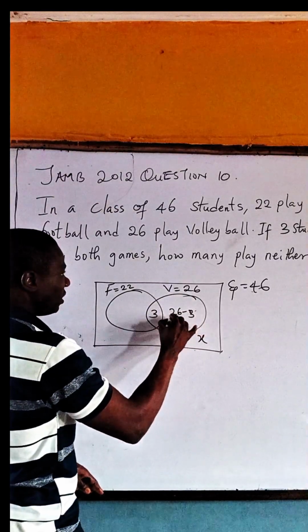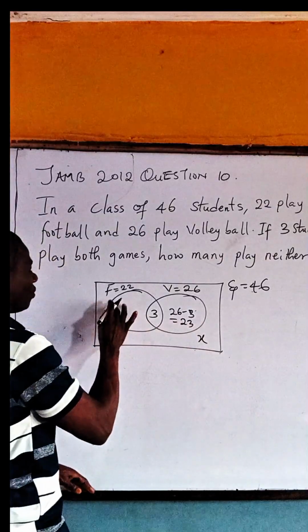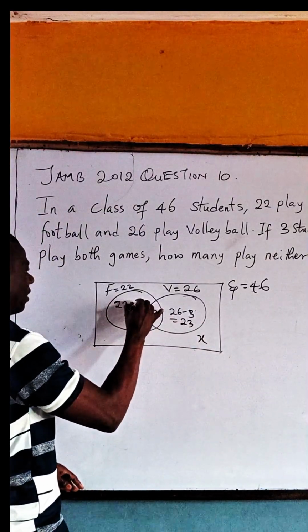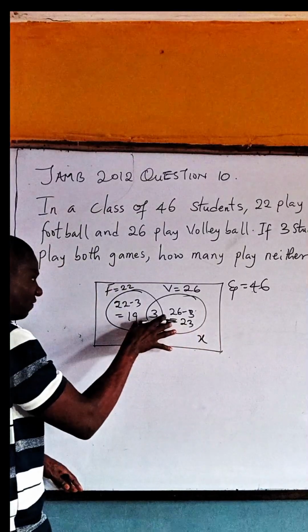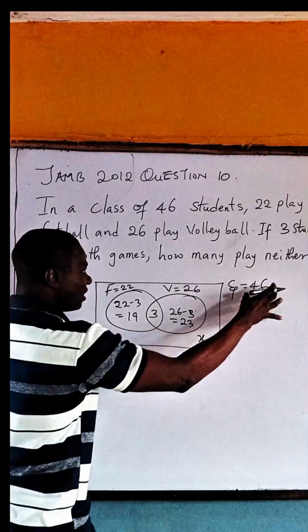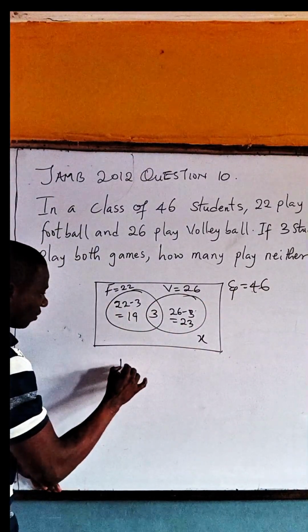Those who played only volleyball, which is this space, will be 26 minus 3, and that is 23. Those who played only football will be 22 minus 3, and that is 19. In order to find this X, we'll add everything we have in the circle to X and equate it to 46.